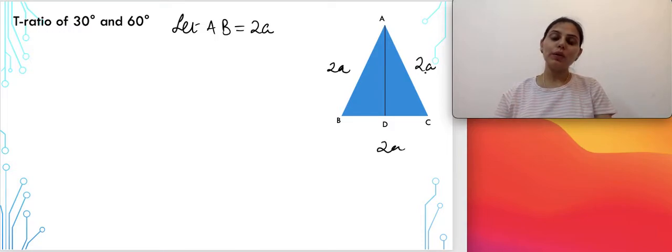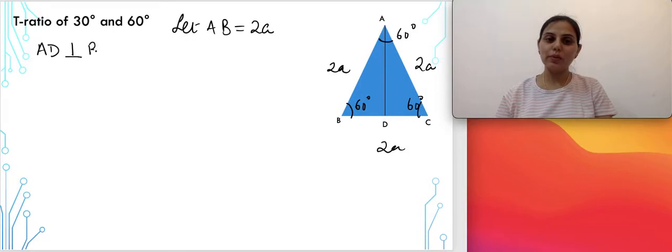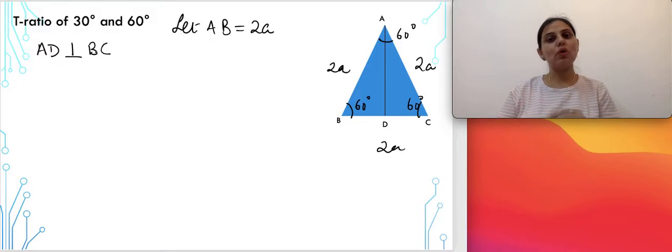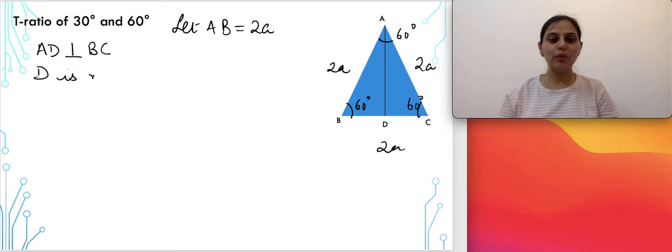And since in an equilateral triangle, all the angles are also equal, that means this angle B is 60 degrees, angle C is also 60 degrees, and angle A is also 60 degrees. So let us suppose now that AD is drawn as a perpendicular bisector to BC. When we draw a perpendicular bisector from a vertex to the opposite side or the base, then that perpendicular bisector divides the base into two equal parts, or it bisects the base. So that means D is the midpoint of BC.